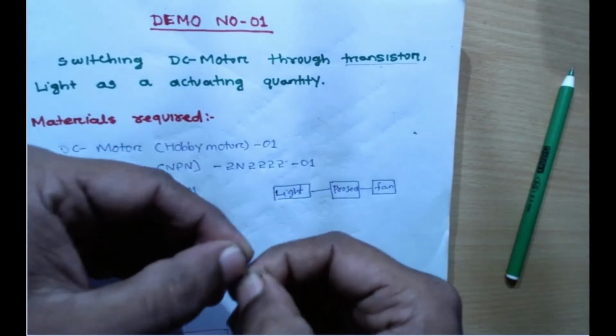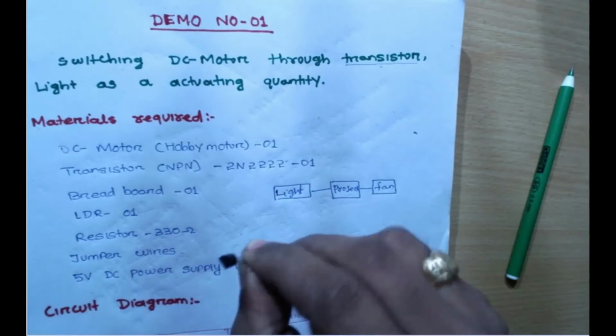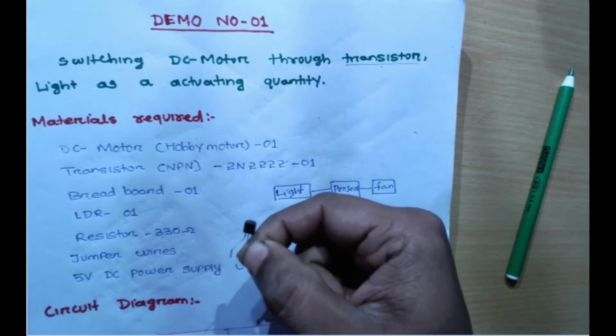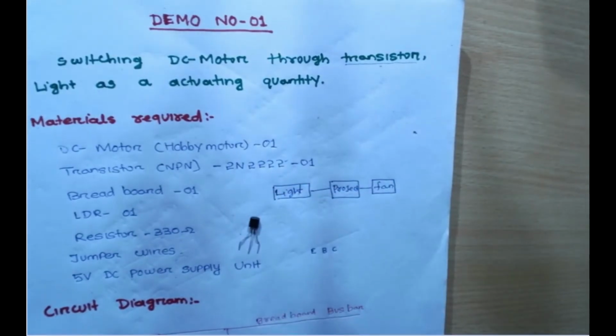This printed side is the flat side. Take your sides. This is the flat side. This is the curved side. You can see the left side is your emitter, the middle is the base, and the right one is the collector.